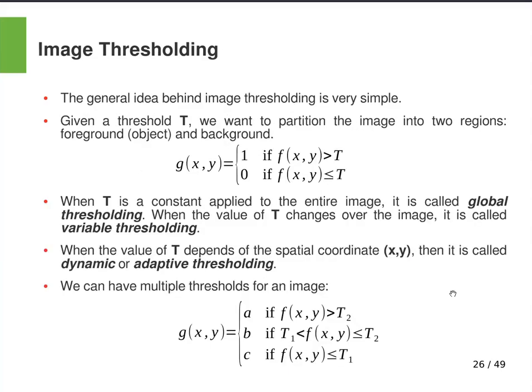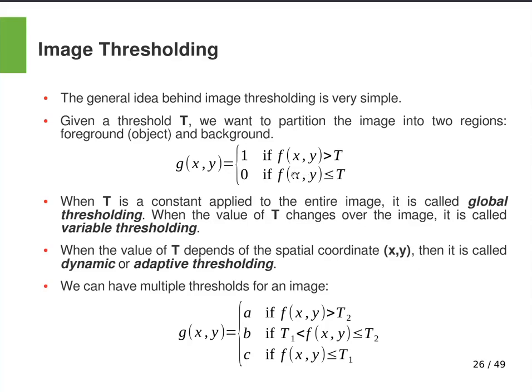Now that we have seen all these techniques, it's time to talk about image thresholding. The general idea behind image thresholding is very simple, and you have seen minor examples of it in this lecture, when we applied a threshold on the values of the Laplacian or the magnitude of the gradient. The idea is that if we are given a threshold t, we want to partition the image into two regions, one foreground or object and the other background.